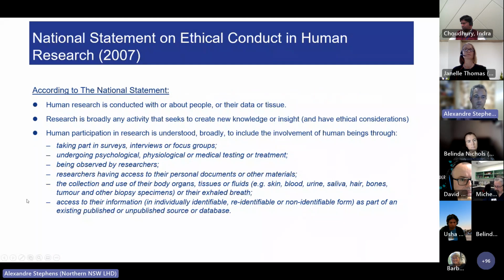Now, according to the national statement, and I will not go through all of this, it's just to highlight a particularly important fact: human research is conducted with or about people or their data or their tissue. So research is broadly any activity that seeks to create new knowledge or insight, which was the exact same definition I used earlier on in the presentation. And really, it sets the threshold for research quite low. This is from probably the peak guiding document for human research in Australia. Activities as simple as taking part in surveys, interviews, and focus groups constitute research, or even simply being observed by researchers constitutes human research through the lens of the national statement. So that's important to bear in mind when you're undertaking these types of activities.